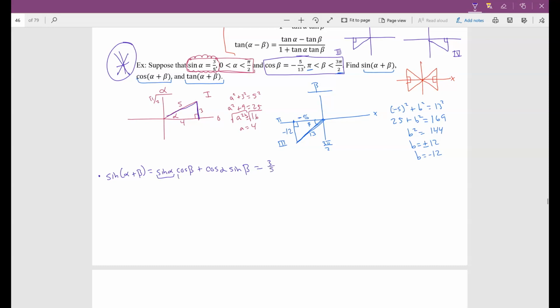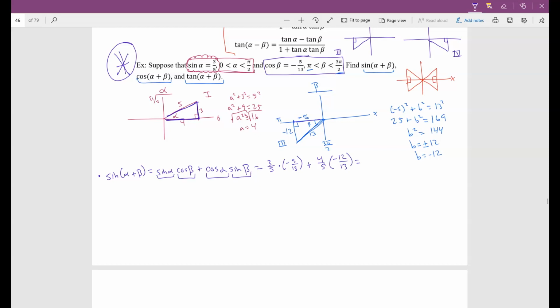Then we're going to have the cosine of beta. So now we're going to look at this triangle. Cosine is going to be this negative 5 over 13. Plus the cosine of alpha. The cosine of alpha in this case, we're going to go back to alpha. It's going to be the adjacent over the hypotenuse. That's going to be 4/5. And then multiplied by the sine of beta. That's going to be the negative 12 over 13.